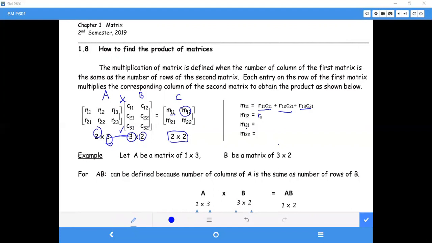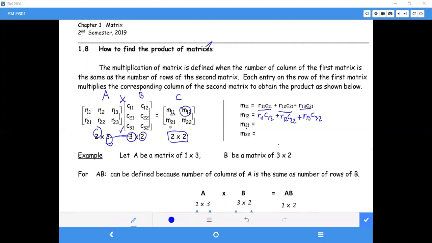Okay, so we have R11, C12, added with R12 and C22. Okay, R12 and C22. All right, next one. The first row of this, and then this member, right? R13 and that C32. Okay, you get it now, right?